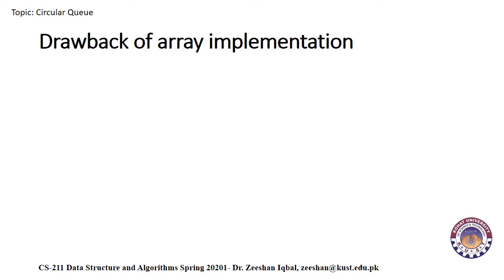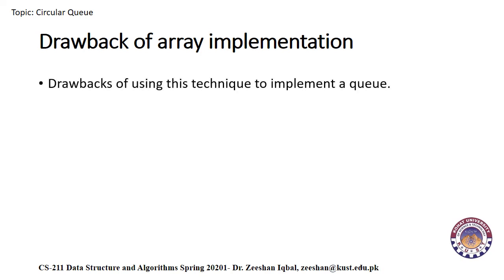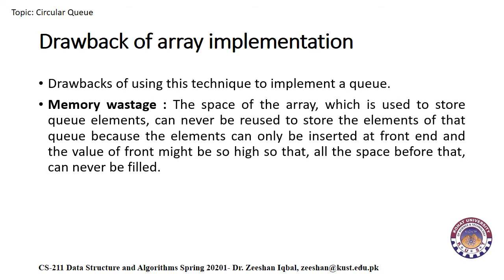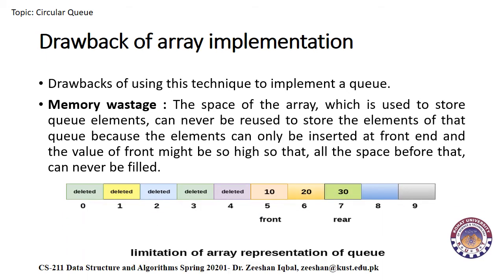Although creating a queue using an array is quite easy, there are some drawbacks to using this technique. Number one is memory wastage. The space of the array used to store queue elements can never be used again, because elements can only be inserted at the rear and the value of front might be so high that all the space before it can never be filled. The above figure shows how memory space is wasted in the array representation of the queue.